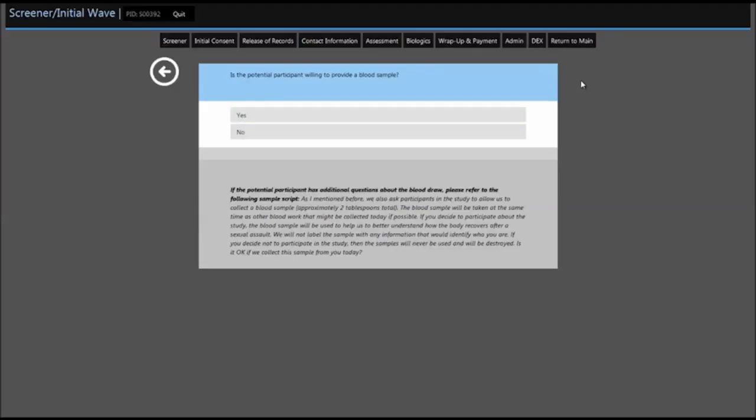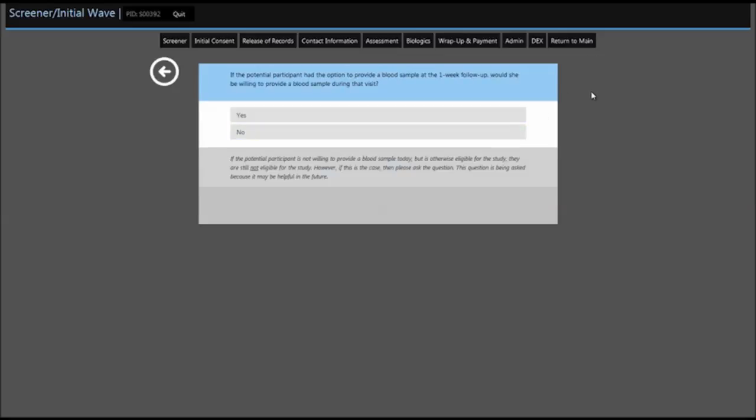Hopefully the answer to the blood sample question is yes, because you've already asked it earlier. So the script is down here at the bottom if they have additional questions about what we'll be doing with the blood sample that you can use to answer if they have questions. If the answer for whatever reason at this point is no, you can go ahead and click no, and it will bring you to a follow-up question that asks whether the person would have been eligible at the 1-week follow-up. However, this does not make the person eligible for the study. So whatever you answer to this question about the 1-week follow-up, still the person is ineligible. We just want to collect that information for the future.